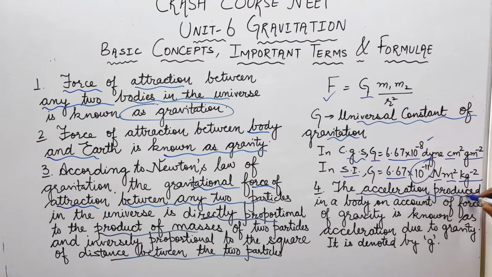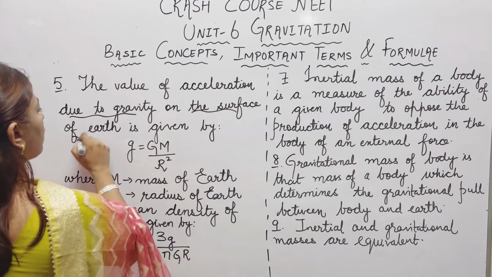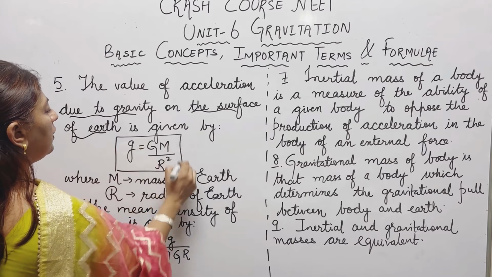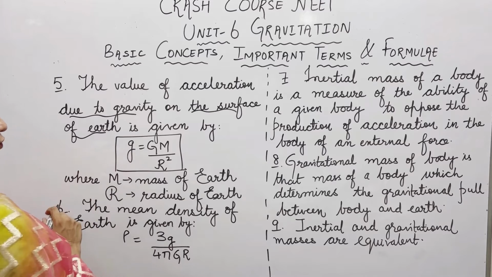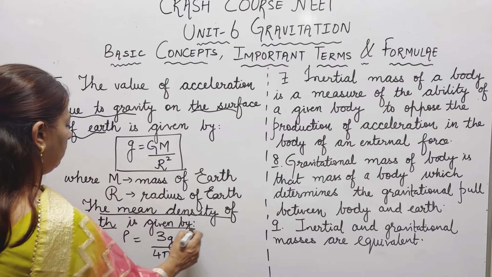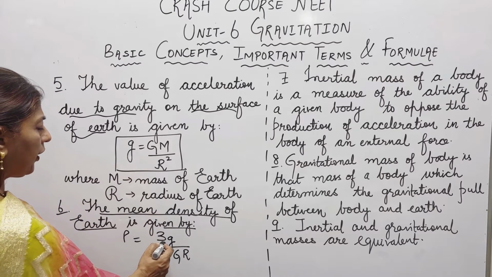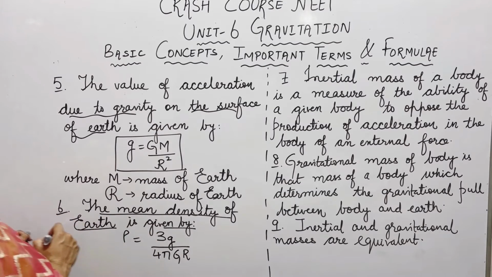The acceleration produced in a body on account of the force of gravity is known as acceleration due to gravity, and it is denoted by small g. The next point is about the value of acceleration due to gravity on the surface of Earth. It is given by capital G, the gravitation constant, into the mass of Earth upon the square of the radius of Earth. The next is about the mean density of the Earth. It is given by rho equals 3 g divided by 4 pi G R, where g is the acceleration due to gravity, G is the gravitation constant and R is the radius of Earth.